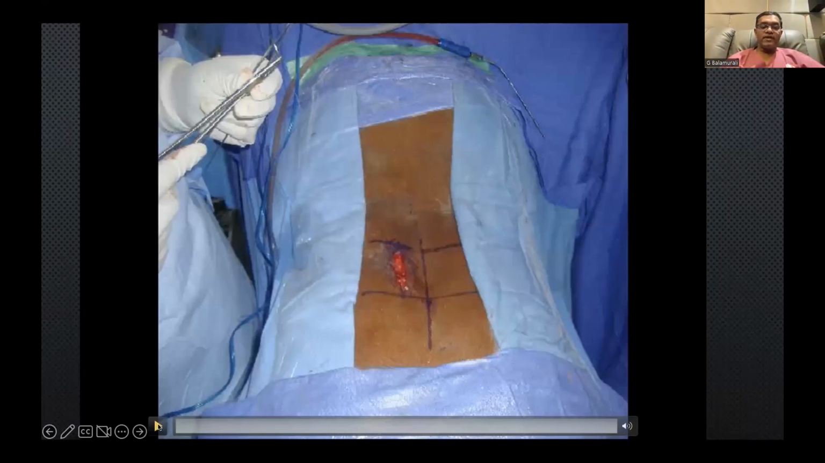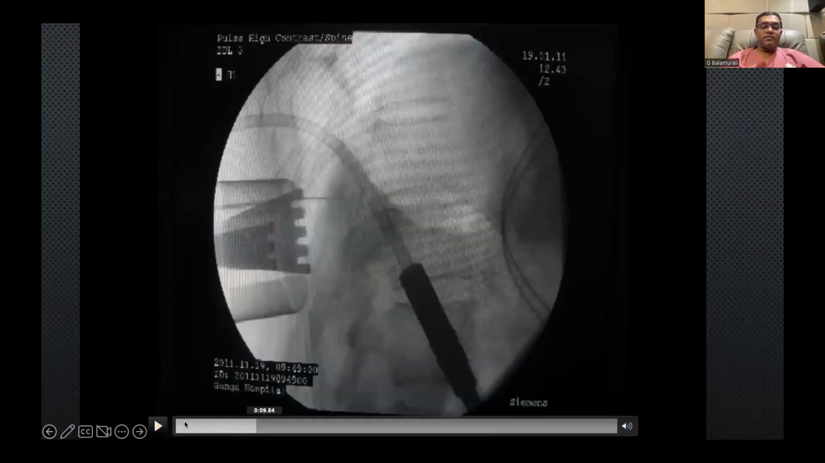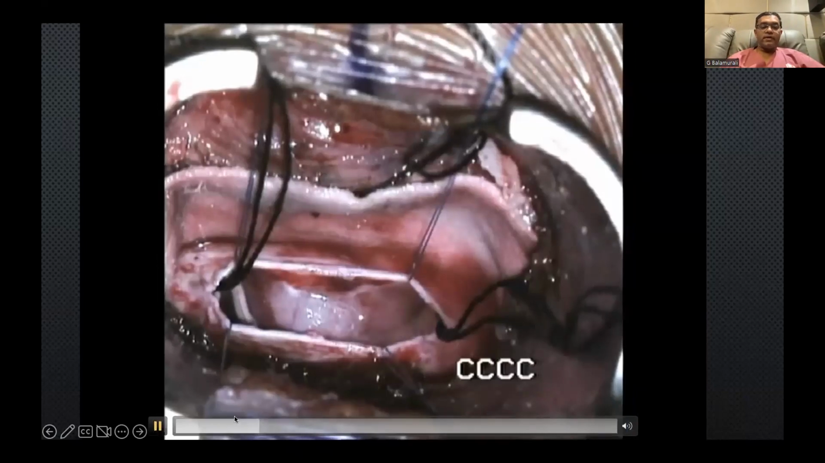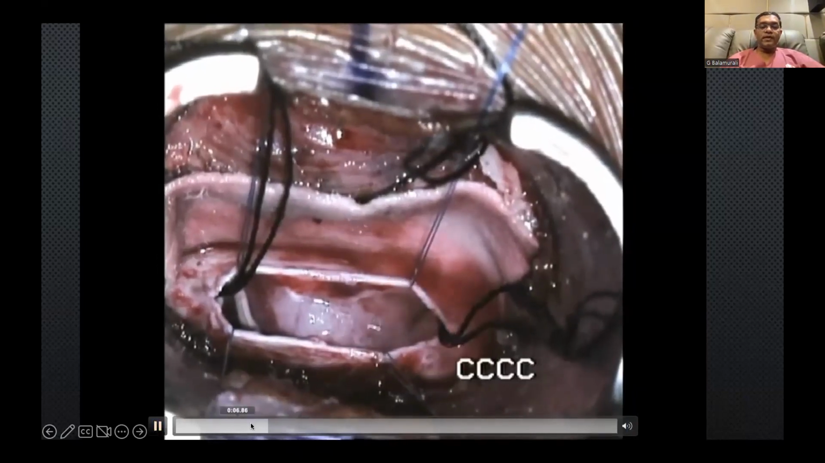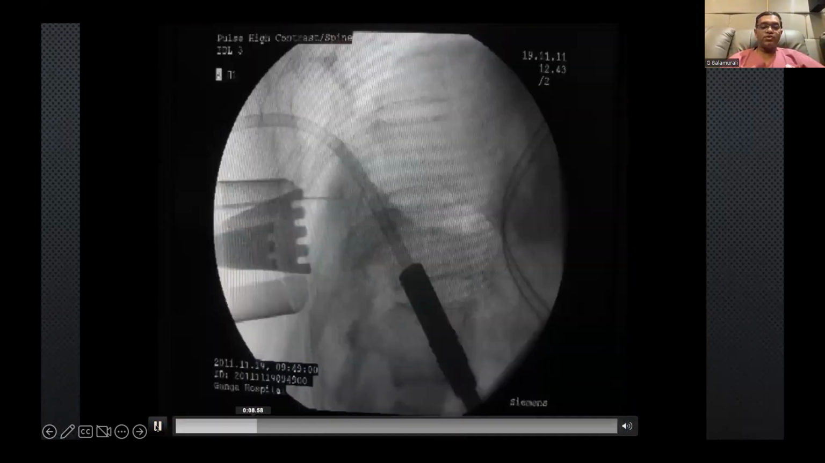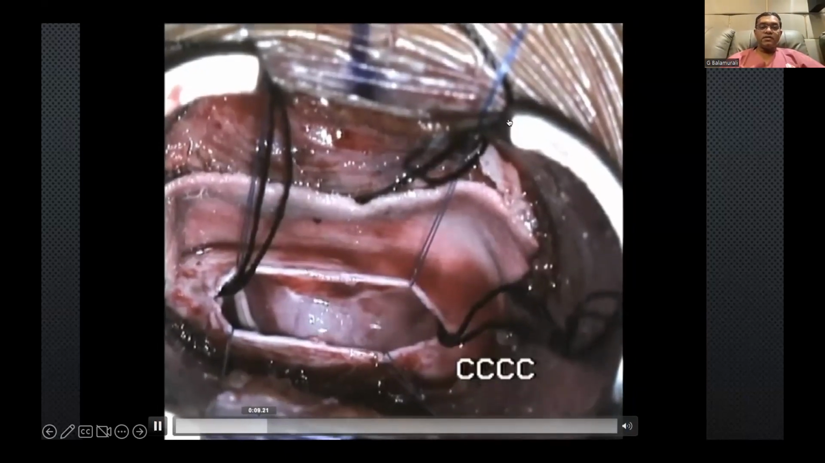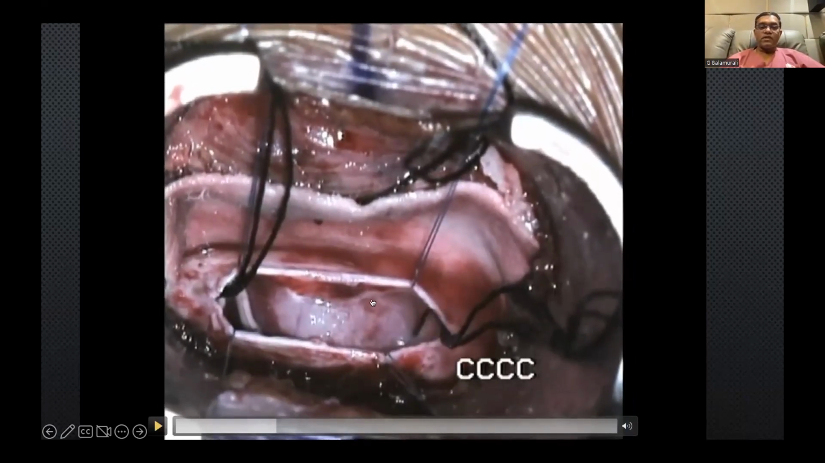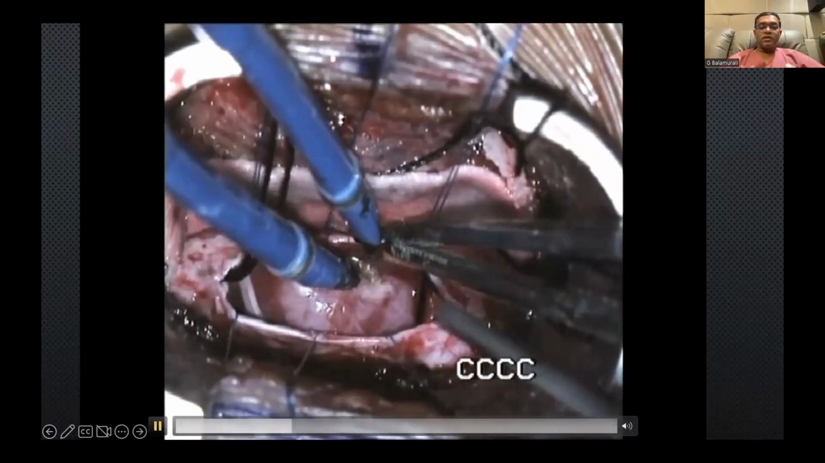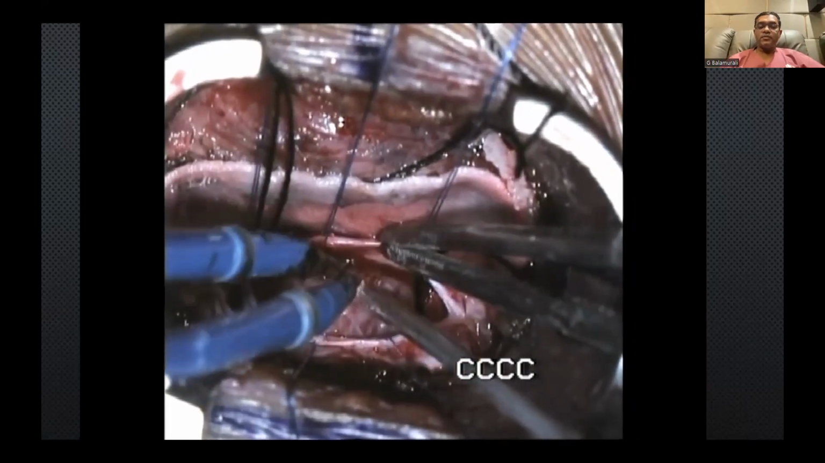And once you have identified the location, you do a dural opening. So that is how the dura is opened. As you can see, the tube is surrounded, the dura is open. I've got heat stitches, and you can see the tumor right in the middle. And then you do an intracapsular decompression of the tumor.